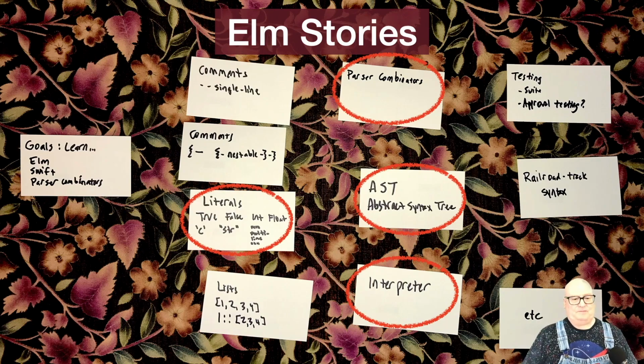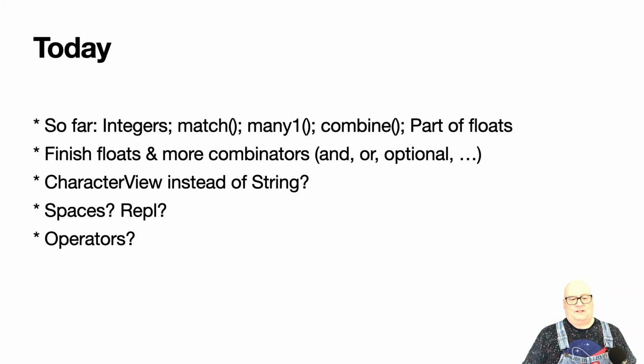We'll do more. All right, so we've done a few combinators, match, mini one, combine, and we've done part of floats along with integers. We're going to finish floats hopefully today, and that's going to require some more combinators. If we go further, we'll probably either deal with the character view issue versus string, and maybe get into spaces and possibly the REPL, read eval print loop. And further on down, maybe later this week, operators.